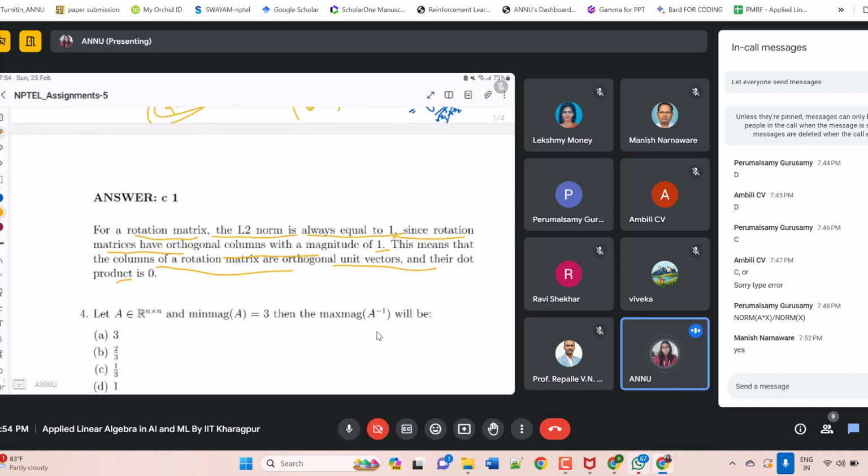Let's solve this question number 4. How to solve? We know all. I'm just waiting for 1 minute. Please tell anyone.